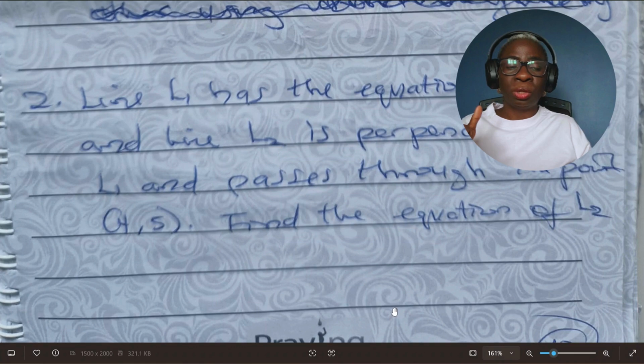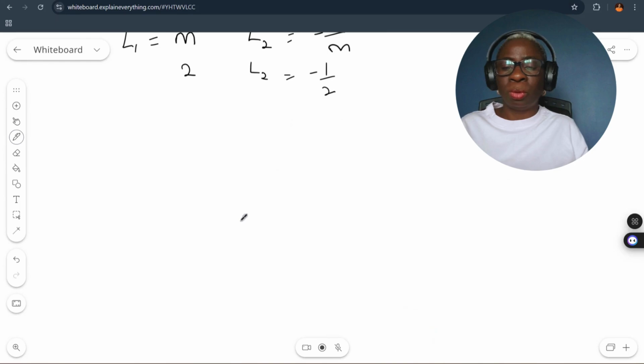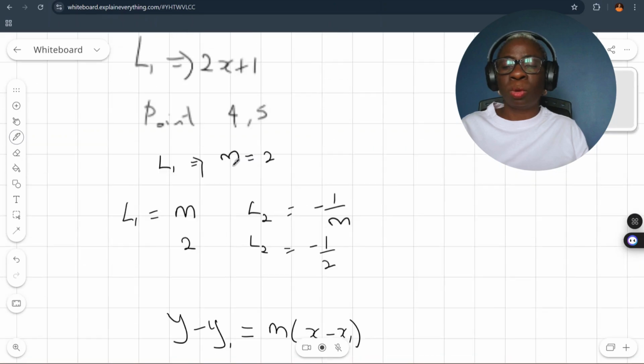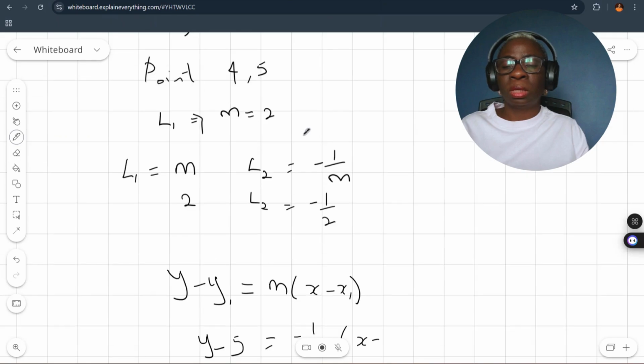So if the gradient of L2 is -1/2 and it passes through the point (4, 5), and the question says we should find the equation of L2, then we will use the formula y minus y1 equals m bracket x minus x1. We already found the gradient, and we were given x1 and y1. So this will be y minus 5 equals -1/2 bracket x minus 4.